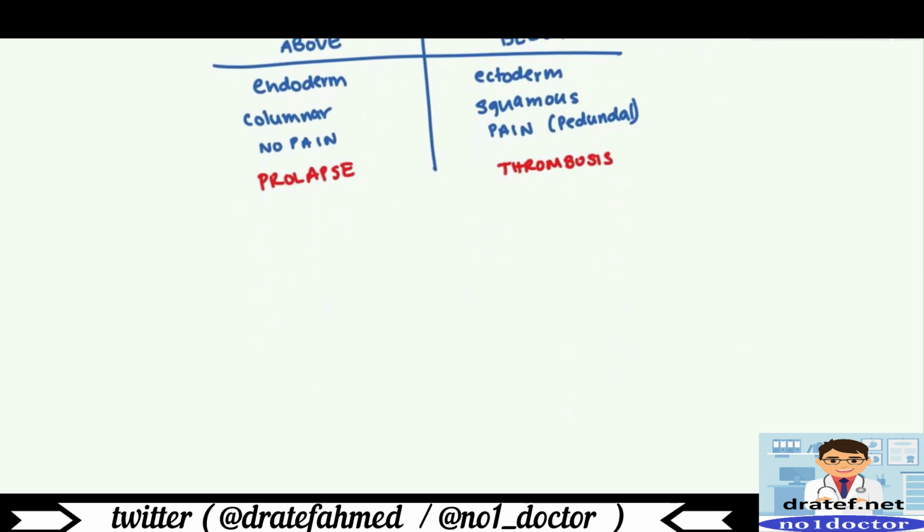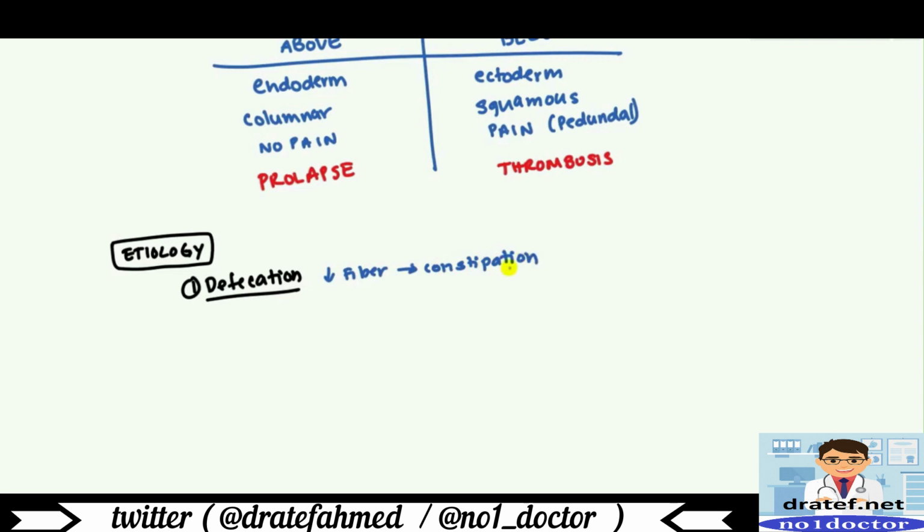Okay, so now we'll talk about the causes, or the etiology, of hemorrhoids. The first etiology is going to be related to defecation, because that's the primary function of the anal canal. Generally patients who have low fiber diets tend to become constipated because they don't have enough fiber in their diet. And when the patient becomes constipated, they strain very heavily, and this can lead to increased abdominal pressure, and it can engorge the veins of the anal canal. And we'll talk about those veins specifically in a little bit.